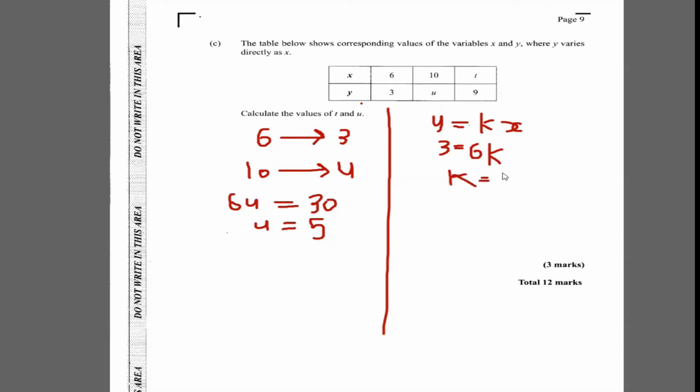Now that we know that k is equal to a half, y is equal to kx, so y is really a half x. Now if y is a half x, when x equals 10, y equals u. So plug in y as u, and we get u is equal to 0.5 times that x value of 10. A half of 10 is 5, and so that will give us u. Nice and easy.